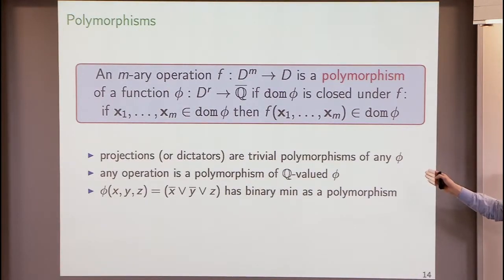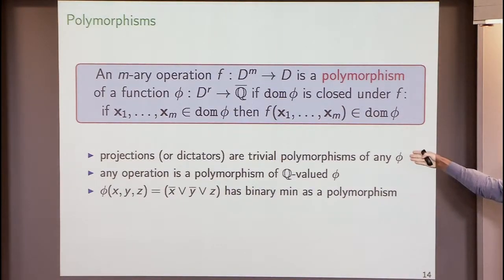Projections, sometimes called dictators, are trivial polymorphisms. A projection is an operation that returns one of its arguments, say the first one. So if you take m feasible solutions and your operation component-wise always returns the first one, well, by assumption you returned a feasible solution. These are not very interesting polymorphisms. In fact, the Feder-Vardi dichotomy conjecture can be stated as: you are tractable if and only if you have other, less trivial types of polymorphisms. Now, if a function is finite-valued, so there are no infinities, observe that any operation is a polymorphism, because any solution is feasible. There are no infinite values.